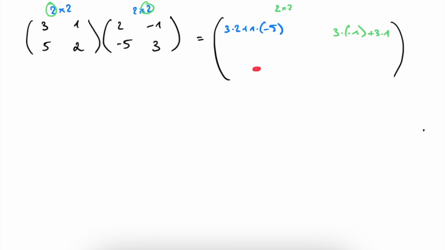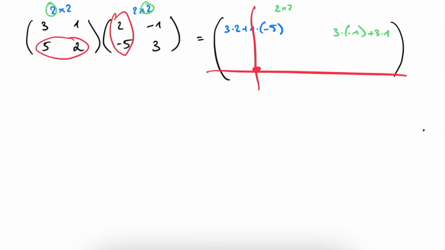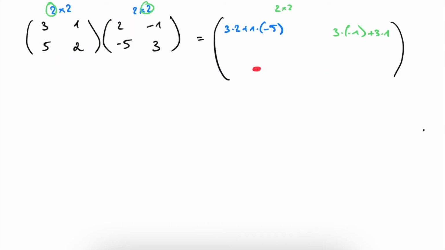For this element on the second row and first column, we look at the second row and first column, and we simply get that 5 times 2 plus 2 times minus 5. For the last element on the second row and second column, we look at the second row and second column, and we of course get 5 times minus 1 plus 2 times 3. And the matrix multiplication is done.